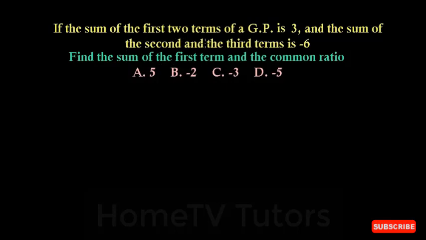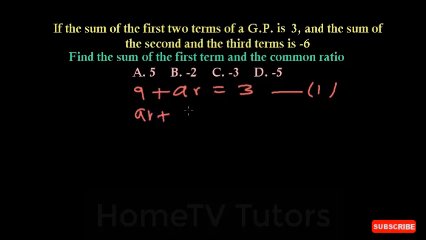If the sum of the first two terms of a GP is 3 and the sum of the second and the third term is minus 6, find the sum of the first term and the common ratio. The sum of the first term A plus the second term AR is equal to 3 as given. Let this be equation 1. Then the sum of the second term AR plus the third term AR square is equal to minus 6 as given. Let this be equation 2.